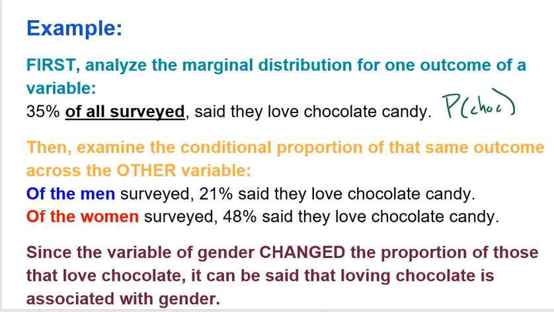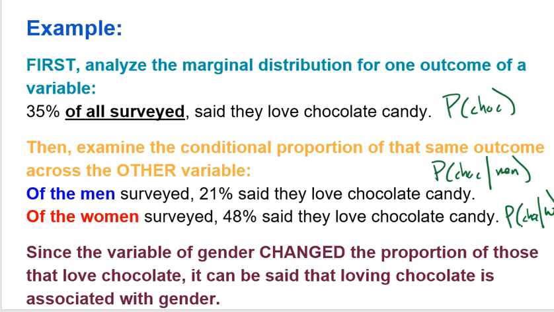So I'm saying, okay, let's do this. Of the men, what proportion like chocolate? Again, I'm still looking at chocolate, but now I have that condition of only looking at the men. That changes my denominator, and I found out that 21% of the men love chocolate. Then I did the same thing with the women, the other variable. I'm still looking at chocolate, but now I'm looking at women. Sorry, I ran out of room. That's a W for women. Getting really messy there. All right, so of the women, still focusing on chocolate, 48% love chocolate.